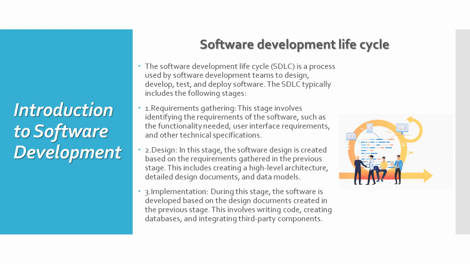2. Design. In this stage, the software design is created based on the requirements gathered in the previous stage. This includes creating a high-level architecture, detailed design documents, and data models. 3. Implementation. During this stage, the software is developed based on the design documents created in the previous stage. This involves writing code, creating databases, and integrating third-party components.